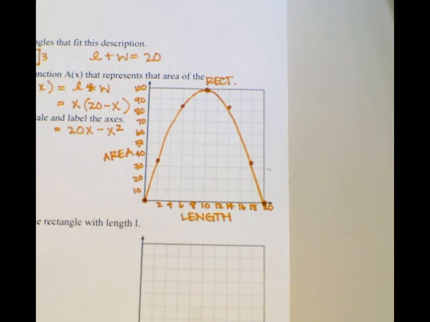Now, why do you think that this graph looks like this? It's only showing that first quadrant. Can your length and your area be negative? No, they can't. That's why we're only in the first quadrant.